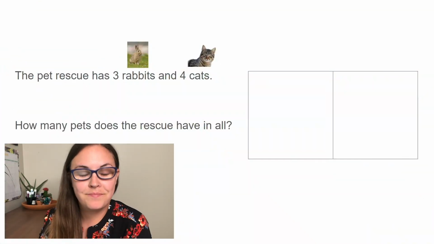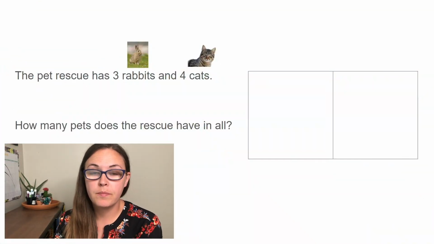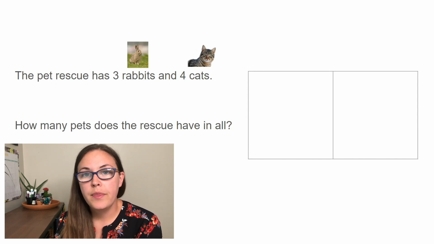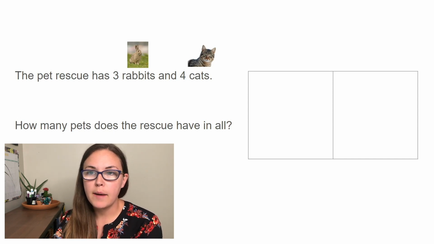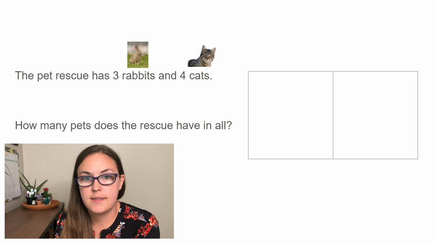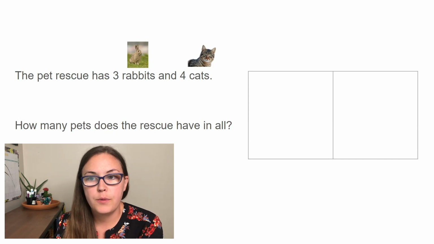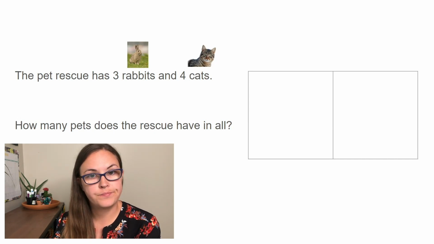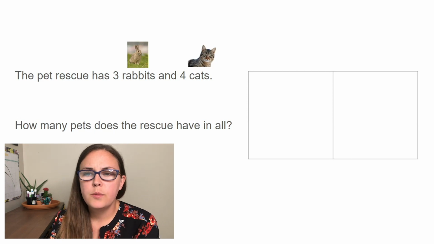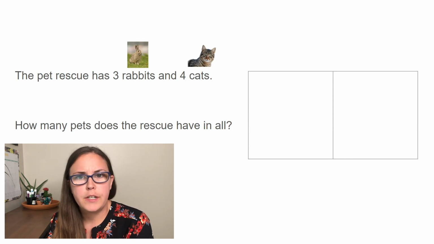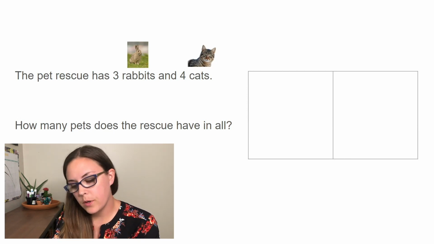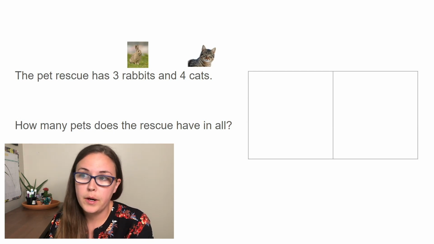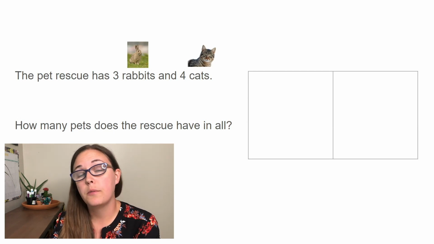Let's get started. Here's our first problem. It reads, the pet rescue has 3 rabbits and 4 cats. How many pets does the rescue have in all? So what do you think is the first step to figuring this out? Remember I told you that we'll be working with snap cubes and this part whole map that you see on the right side of your screen.